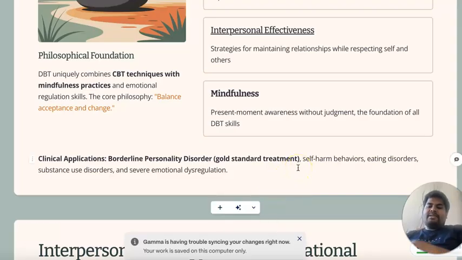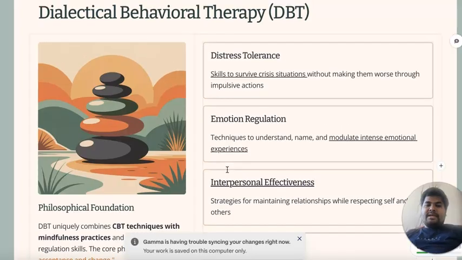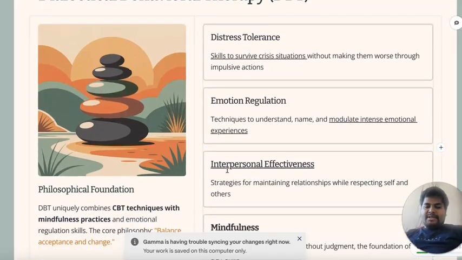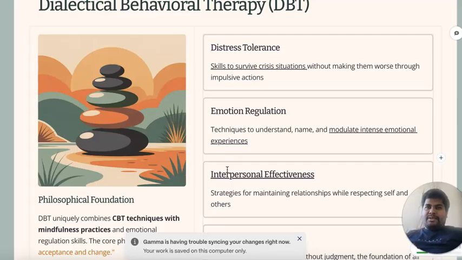Also, you can use this in self-harm behaviors, eating disorders, substance use disorder, and severe emotional dysregulation. But the most important one is borderline personality disorder. So just think about borderline personality: what will they be doing in a crisis? They will start harming themselves. They will cut their wrist or something like that.